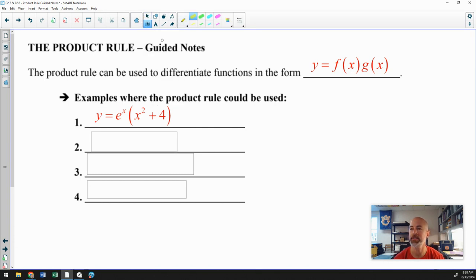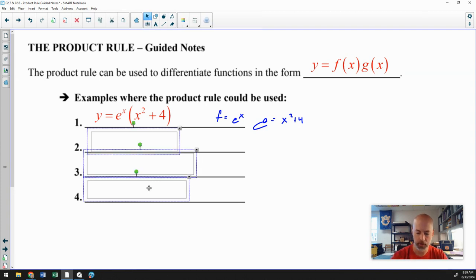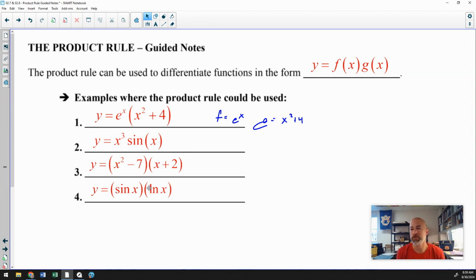And in that case, if you really want to define the two functions as f and g, you could say that for this one, f would be the e to the x function, and g would be x squared plus 4. And another example, actually, I'll just go ahead and unveil all of them. Okay, so we have all of these. The number 2 here, we have x cubed times sine x. That is a product of two functions of x. One of them is x cubed. The other one is obviously sine of x.